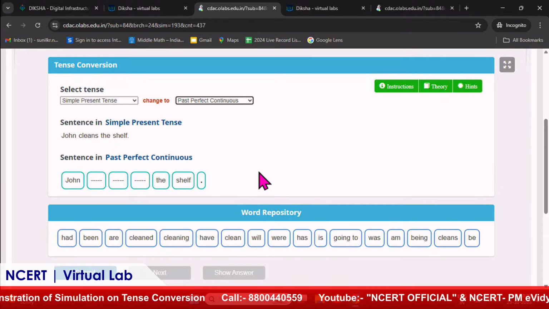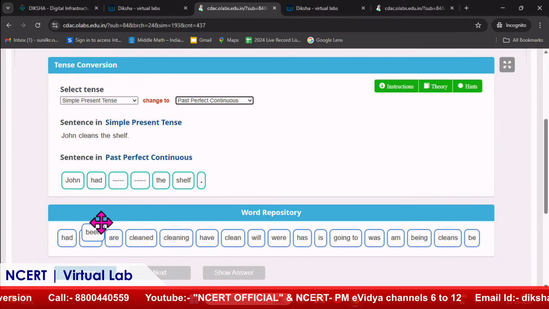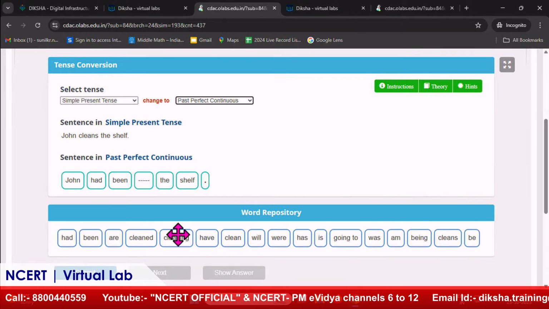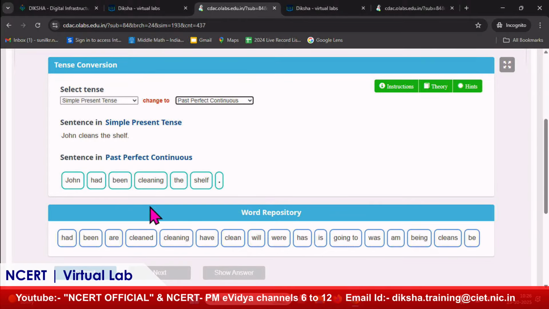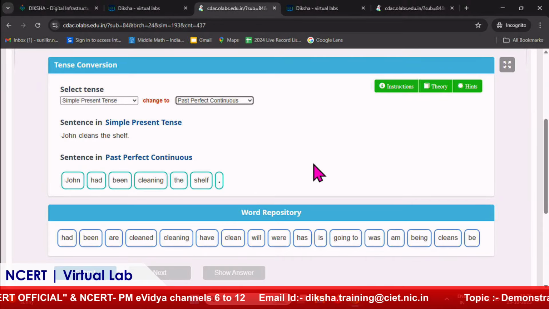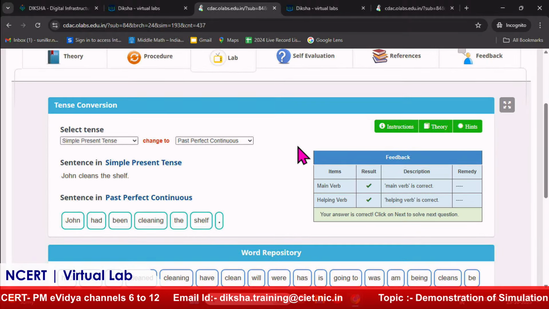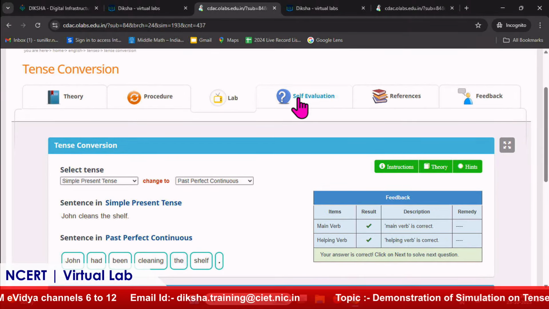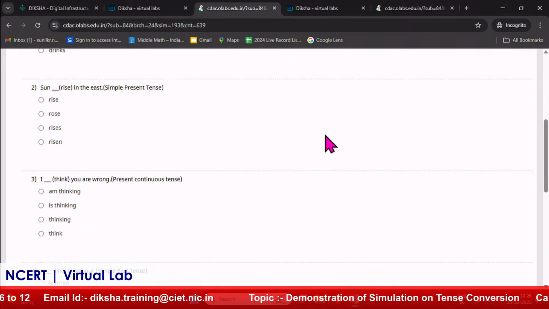Past perfect continuous. John cleans the shelf. So this would become John had been cleaning, because it is completed but for a long duration of time in the past. Remember, past perfect continuous shows the duration. Similarly, we'll do it for future, but since we are running out of time, we'll simply do the self evaluation, which is just 5 questions.